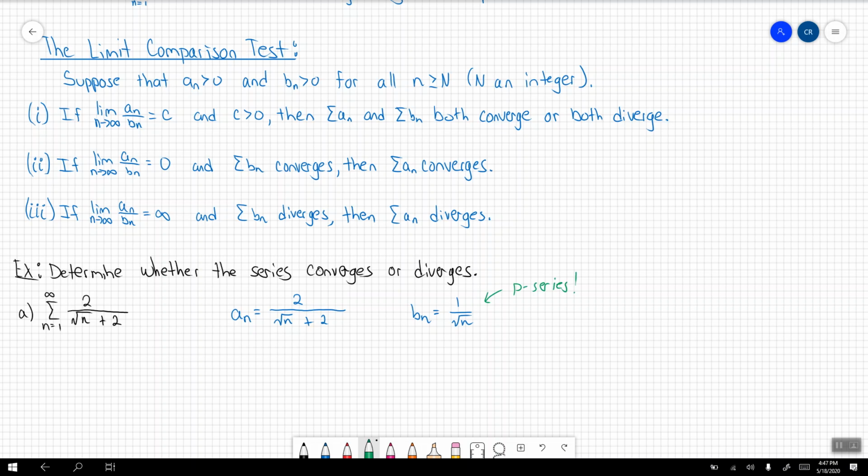Because it's going to be a p-series. Well, what do I know about this p-series? Well, that's going to be p is equal to 1/2, and then all I need to determine is, well, p is equal to 1/2. Is it going to converge or diverge? Well, if the p-series has smaller exponents, it's then going to diverge. So I'm going to say diverge. All right, so I'm going to hold that in my back pocket.